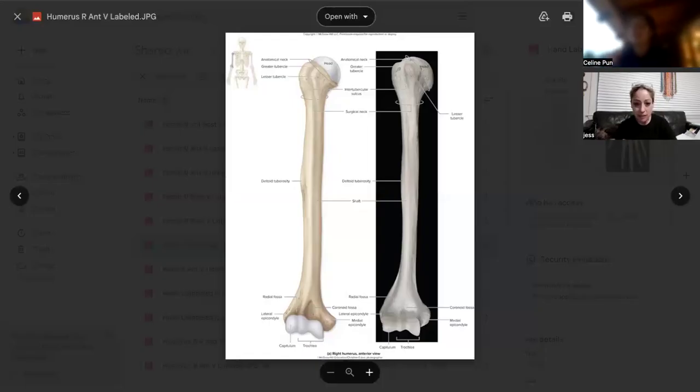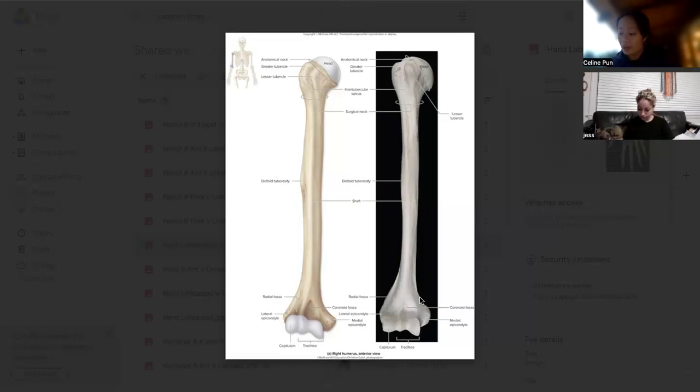Okay. Also, the radial fossa: the radius and the ulna are the two bones in your forearm, and it's called a radial fossa because that's where the other bone sits on it.